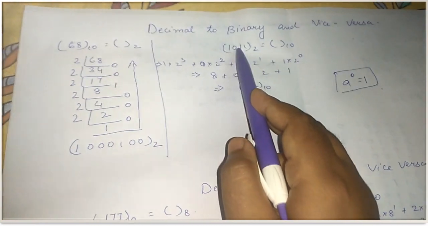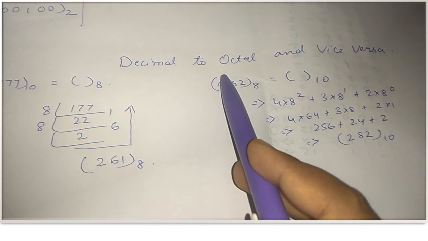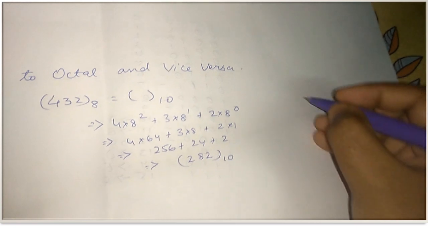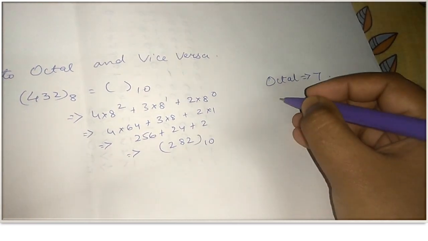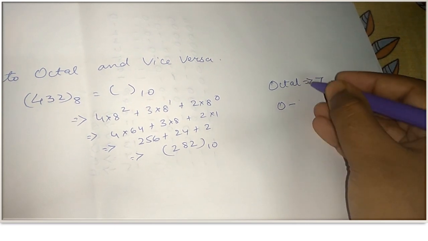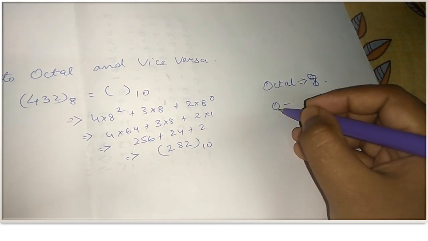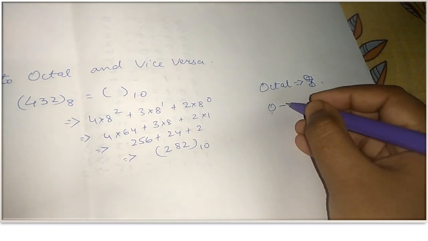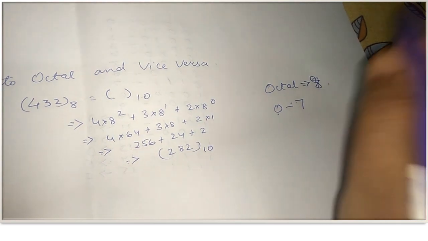Okay, so this is your binary to decimal. Next we will see decimal to octal and then vice versa. So decimal to octal, as I have said, in octal we have 7 digits, sorry, we have 8 digits. So what are those 8 digits? 0 to 7: 0, 1, 2, 3, 4, 5, 6, 7.